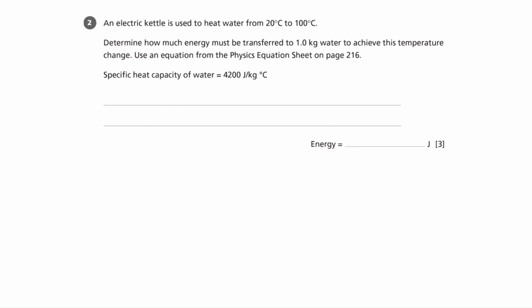Okay, so the equation we're going to use here is the one for the change in thermal energy, which is mass times specific heat capacity times change in temperature. So let's work out all those different factors. First of all, we have the change in temperature. What is the change in temperature? It is 100 degrees Celsius, take away 20, giving us 80 degrees Celsius temperature change.